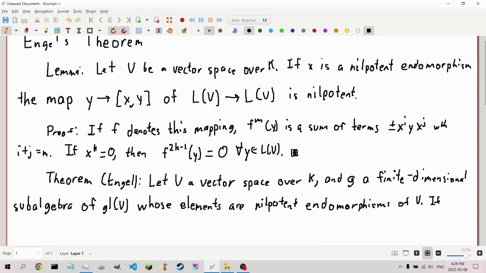If V is non-trivial, there exists U non-trivial in V such that the action of X on U is equal to 0 for all X in our G.